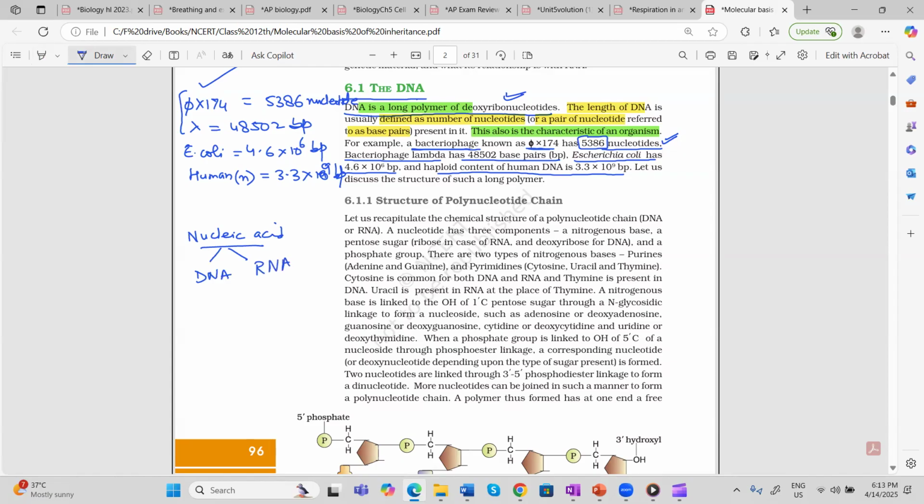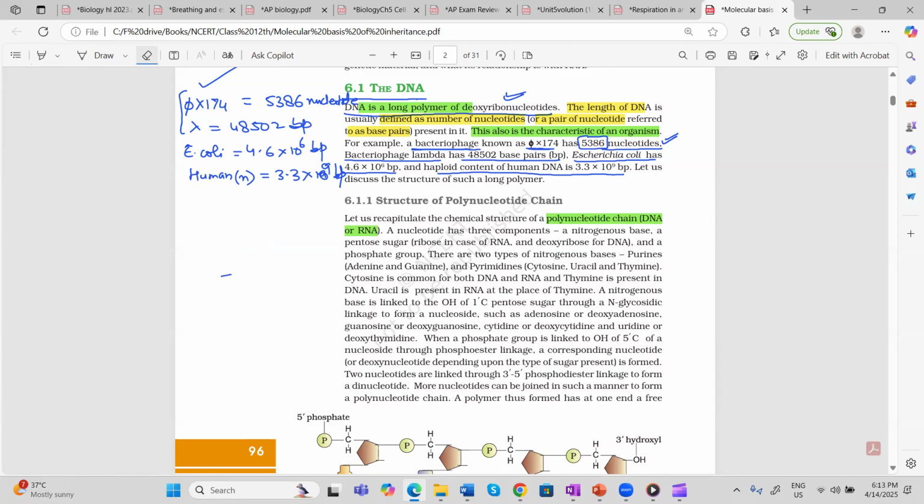And we call them polynucleotides because they are polymers of nucleotides. So we call them polynucleotide chains. Now what does a nucleotide have? See here, a nucleotide has three components. What are the components present in the nucleotide? Three components are there.